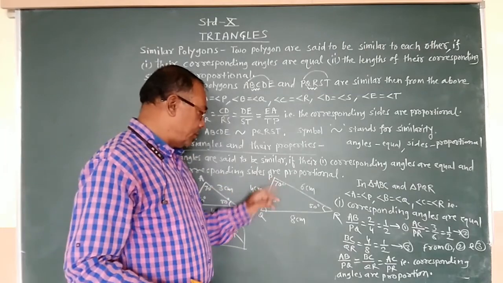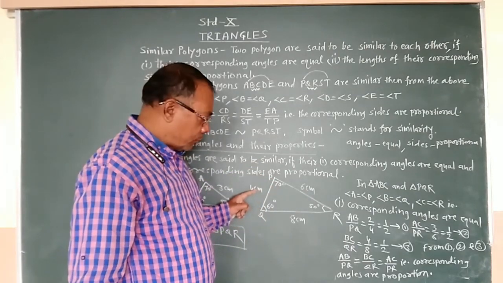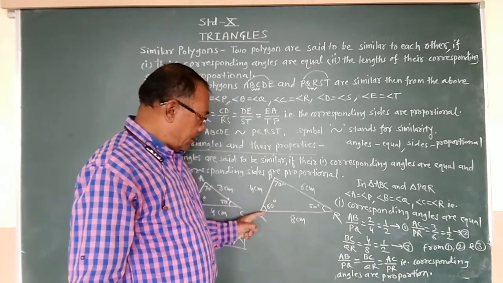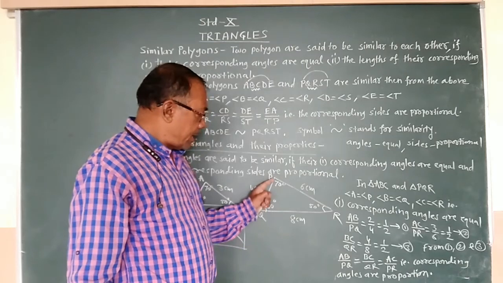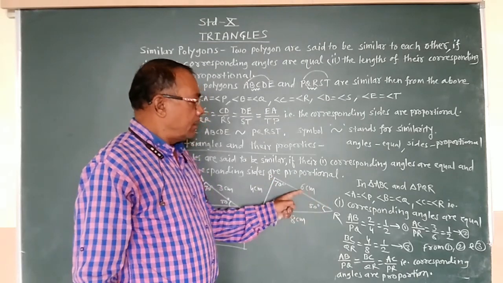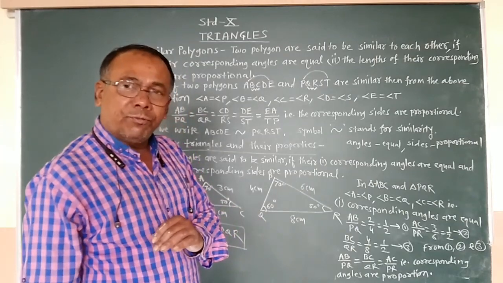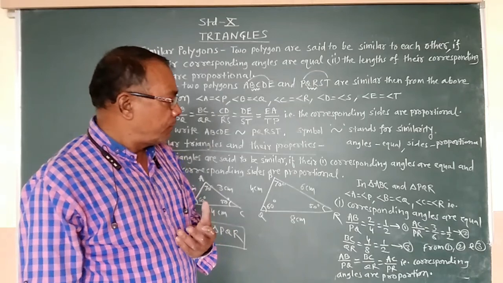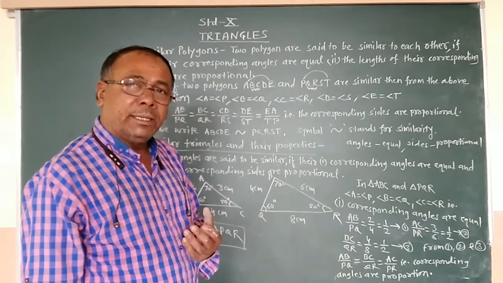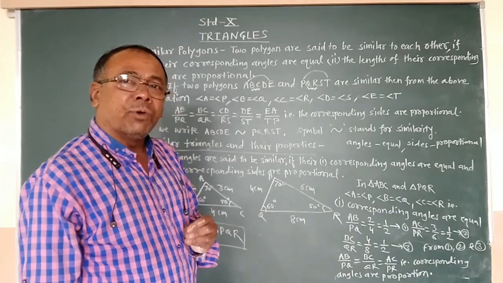Here in triangle PQR, PQ is equal to 4 centimeter, QR is equal to 8 centimeter, and PR is equal to 6 centimeter. Now we will find whether the two triangles are similar or not. First, we will see whether the corresponding angles are equal or not.